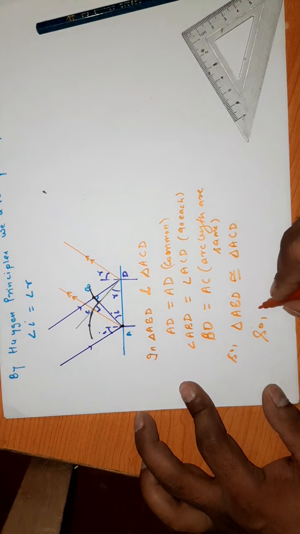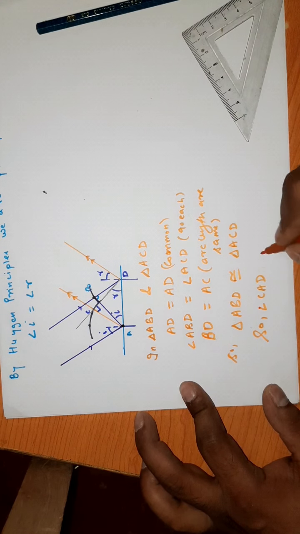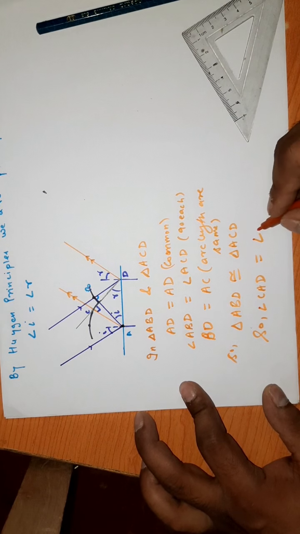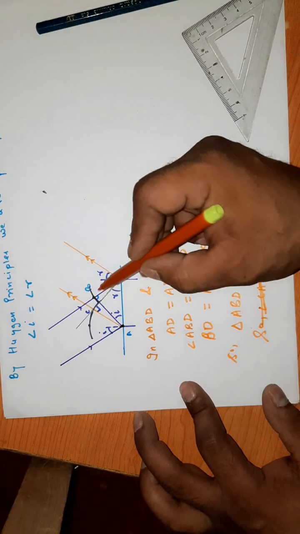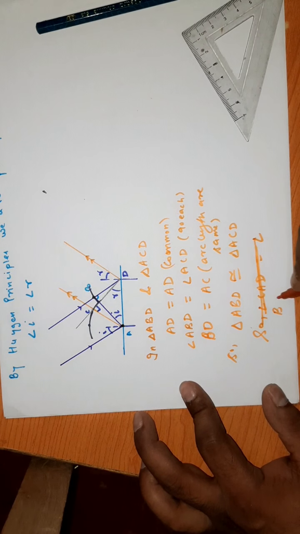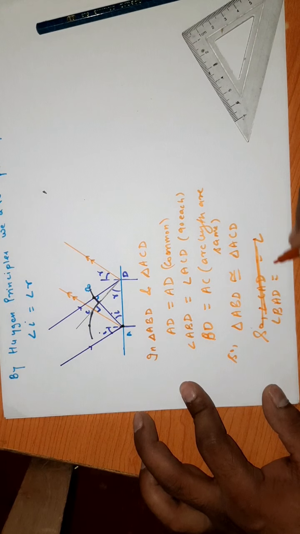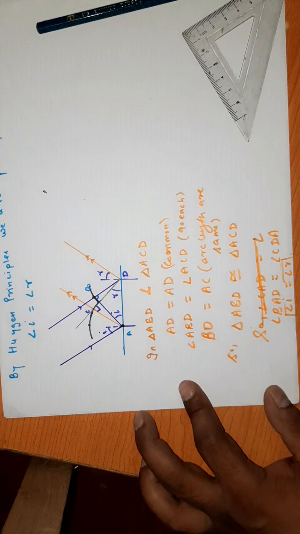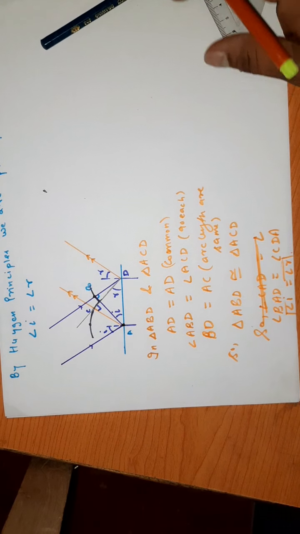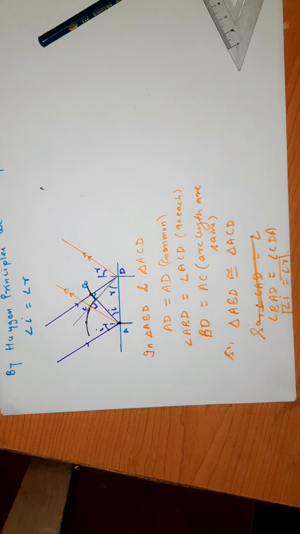So angle CAD is equal to angle BAD, which is equal to angle CDA. So angle I is equal to angle R. This is the laws of reflection. So Huygens has proved this by his postulates or by his principle. Now we'll prove the law of refraction.